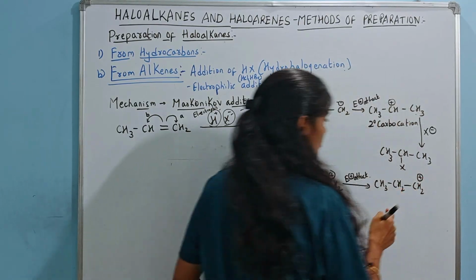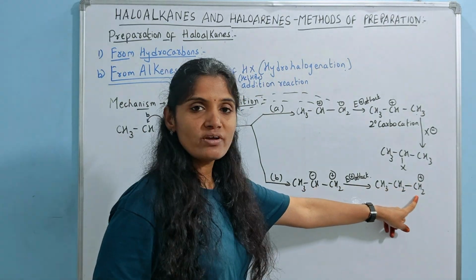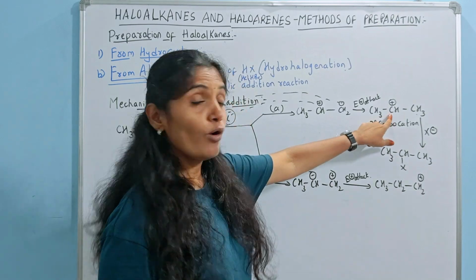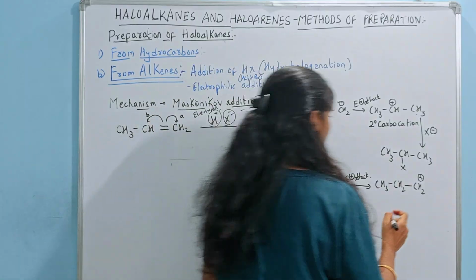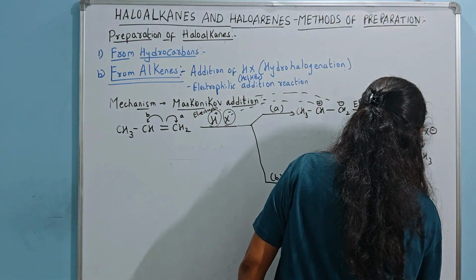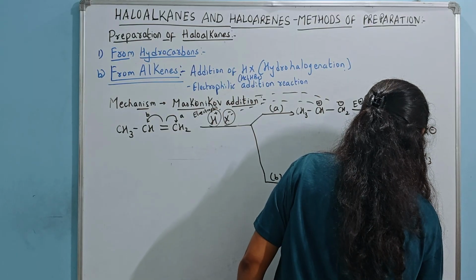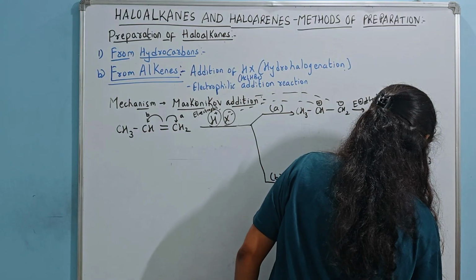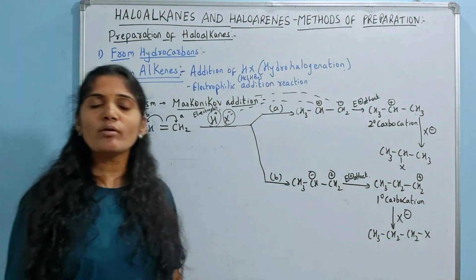Now if you see here, which type of carbocation is this? Primary carbocation. If the positively charged carbon is attached to a single carbon, it is a primary carbocation. If the positively charged carbon is attached to two other carbons, it is a secondary carbocation. Now this is my primary carbocation, and on to this my nucleophile will attack. Now what will I get here? CH3, CH2, CH2X.